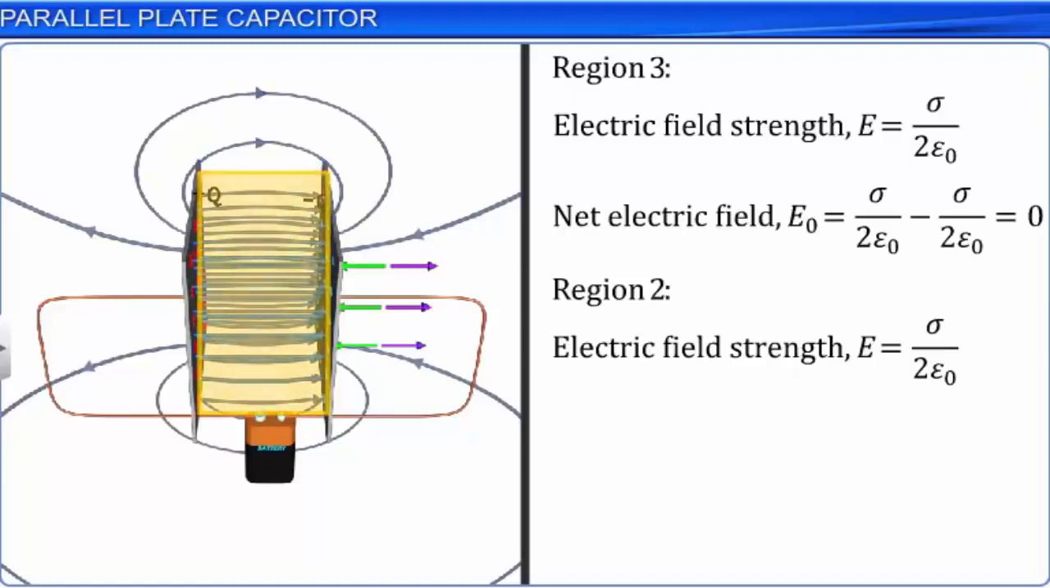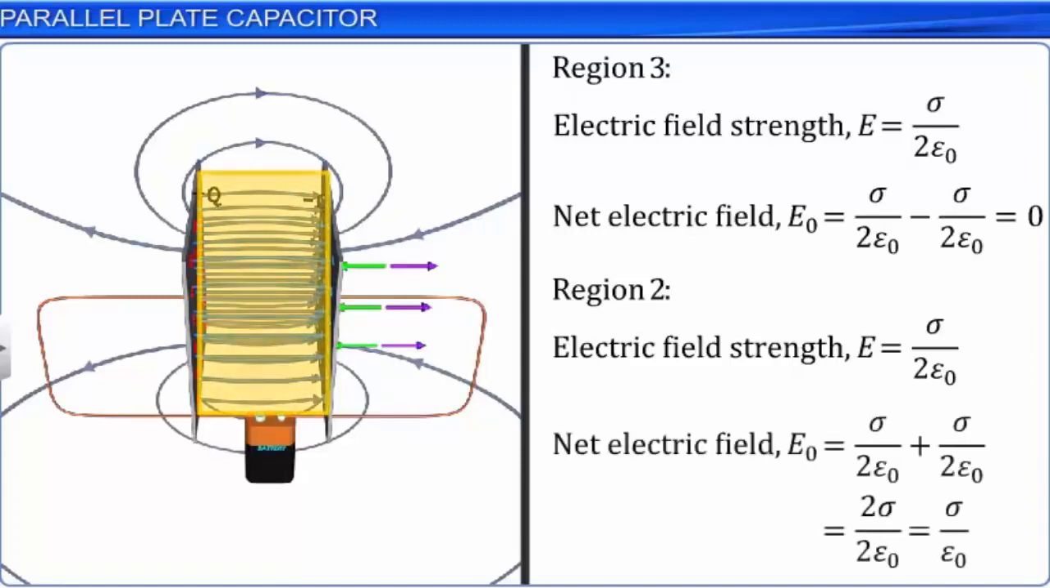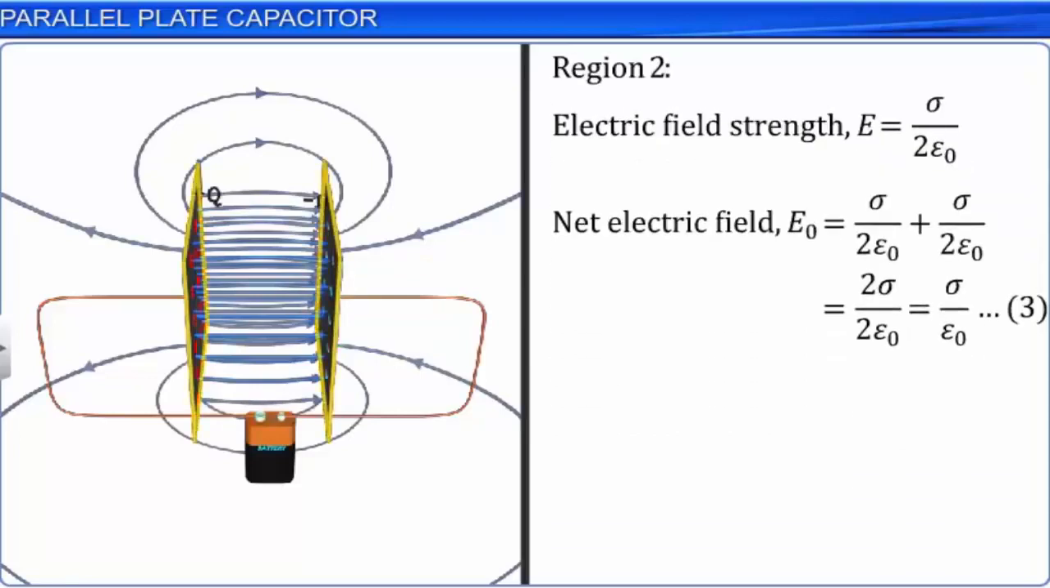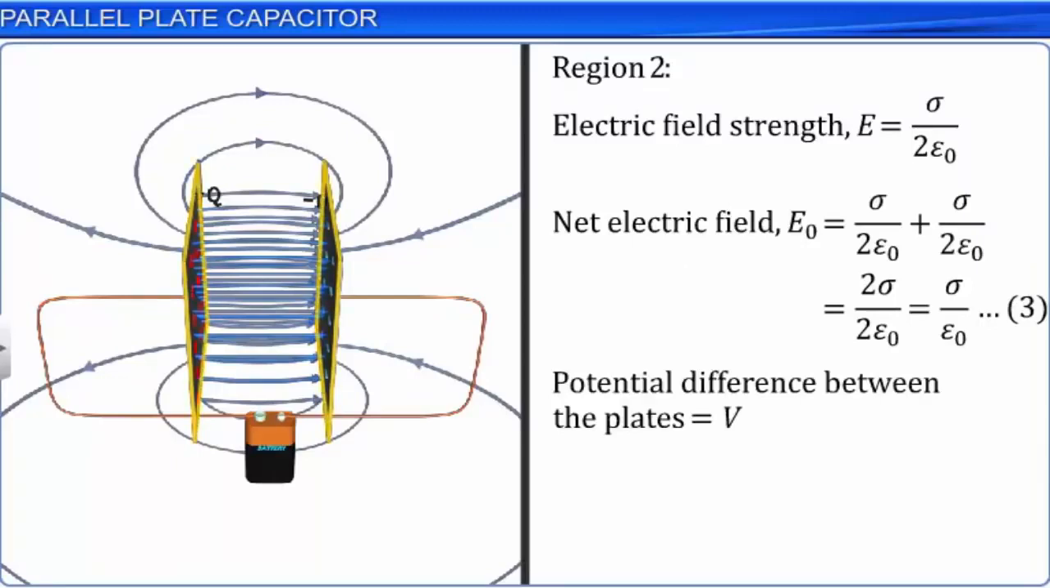Hence, in the region 2, the net electric field strength E naught is equal to sigma by 2 epsilon naught plus sigma by 2 epsilon naught. On simplification, we get E naught is equal to sigma by epsilon naught. Let this be equation 3. Let the potential difference between the positive and the negative plates be equal to V. For a uniform electric field of strength E between the plates of the capacitor, we have V is equal to E naught D. Let this be equation 4.